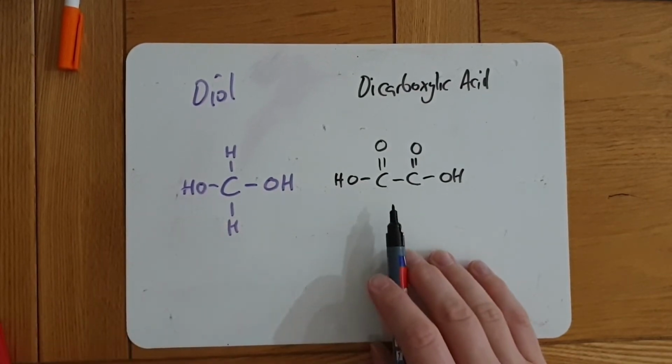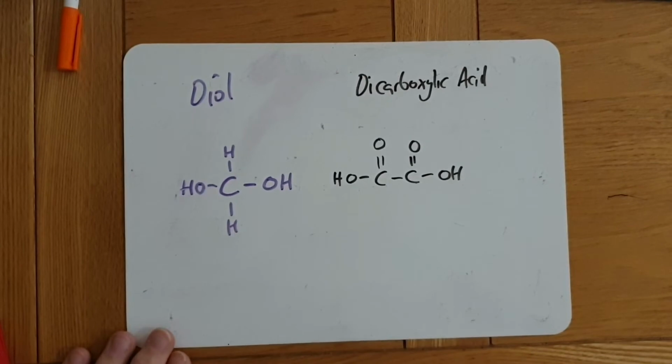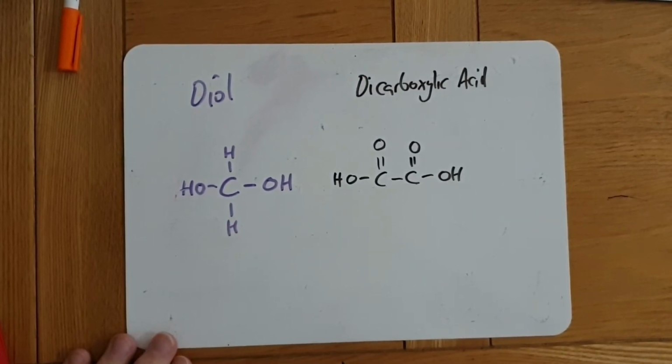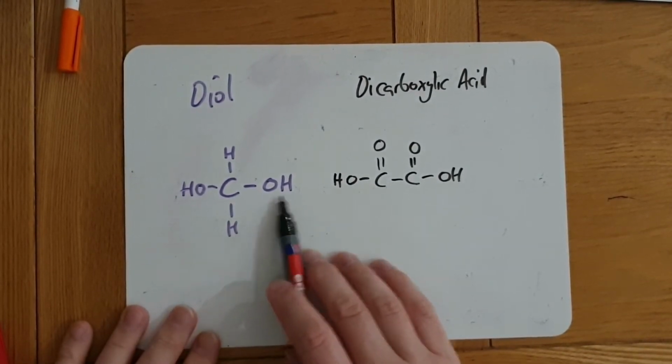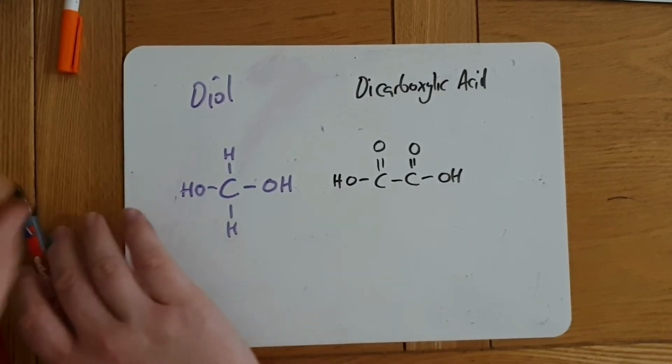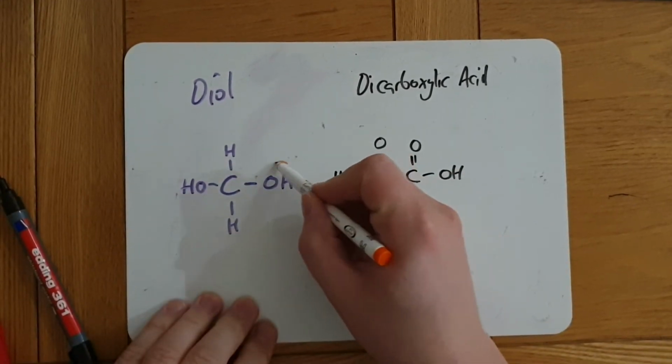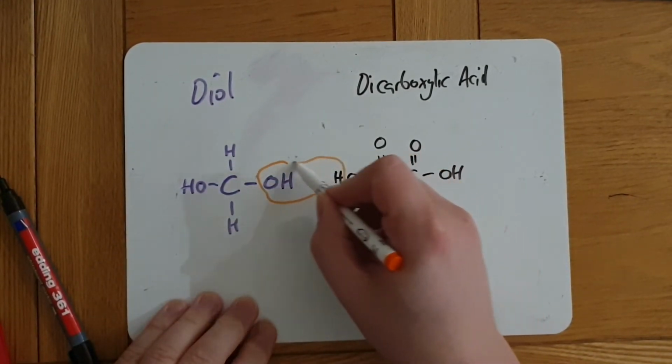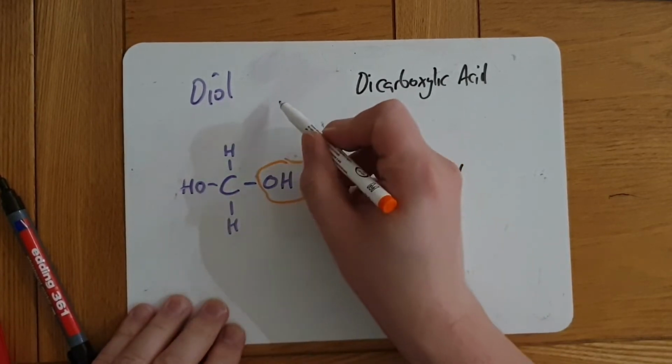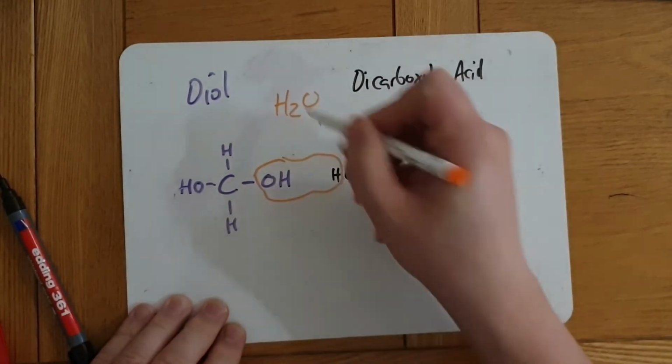Okay, and so to make a polyester, you need two monomers. So instead of one repeating monomer, you have two monomers. And then what happens is we lose that bit there, which forms our water. So we get H2O up there.